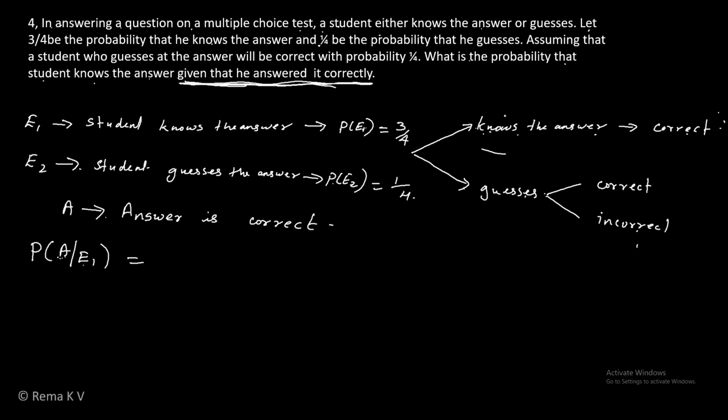Just listen to this. See, here it is. If the student knows the answer, it will be correct. No other option is there. It is a sure event. Sure event means the probability is equal to 1. Okay. Probability of A given E1 is equal to 1.